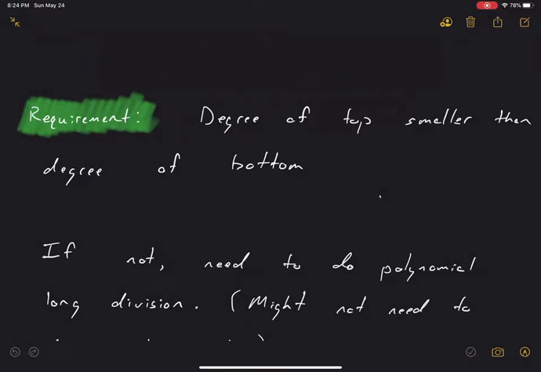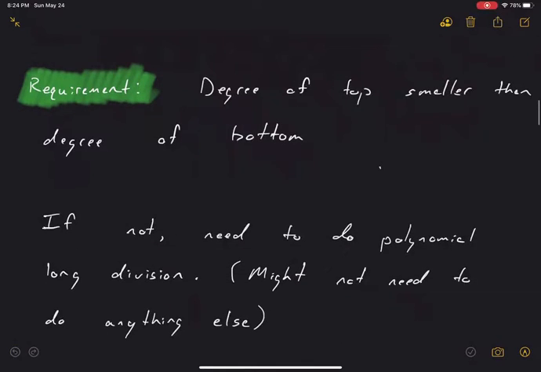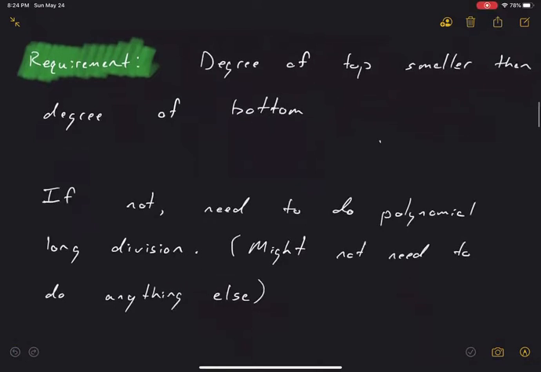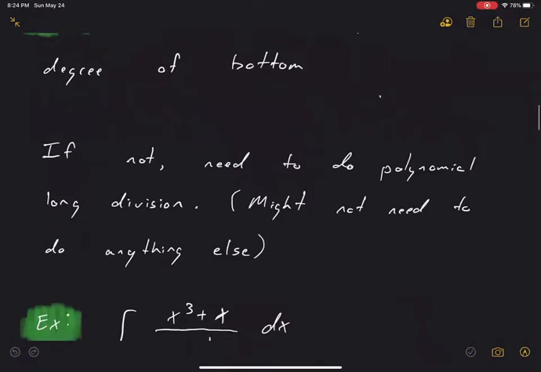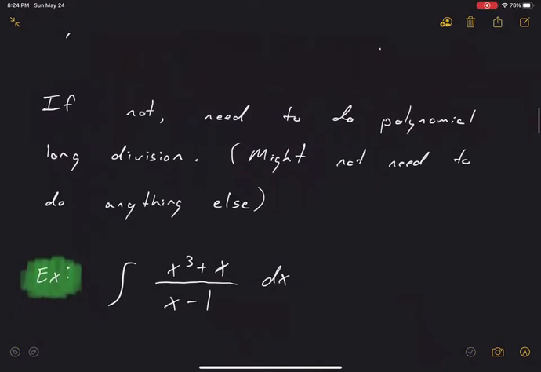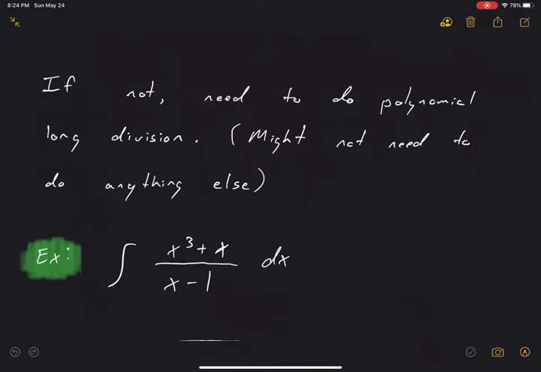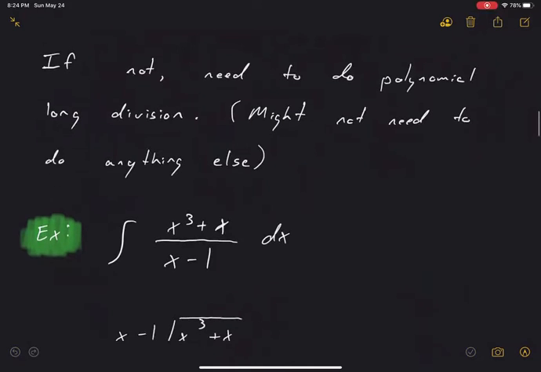What if that's not the case? Well, we don't just give up. If the degree of the top is greater than or equal to the degree of the bottom, we can fix that situation by doing polynomial long division. And that actually might be the only thing we need to do to make this into something we can integrate.